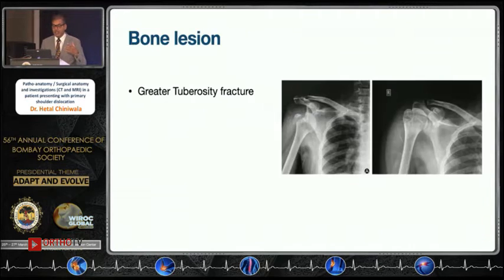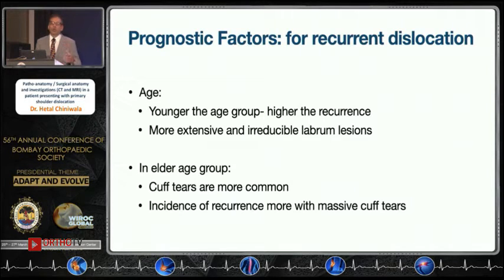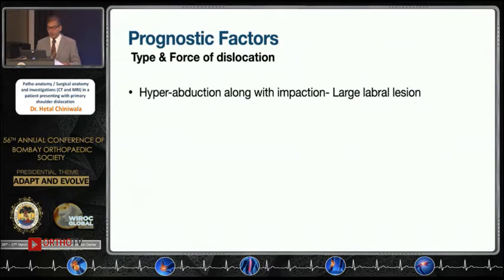And if you see, most of these pathologies are investigative pathologies, found mostly on MRI and sometimes CT scan. So does that mean that we have to investigate every dislocated shoulder? There are certain prognostic factors. One is the age. The younger the age group, the more extensive the trauma, and these are more irreducible labral lesions. In the elderly age group, there can be rotator cuff injury, and in a massive rotator cuff tear, the incidence of recurrence is more.